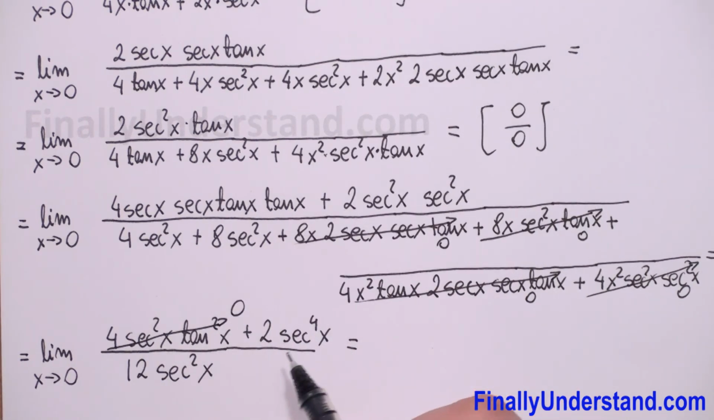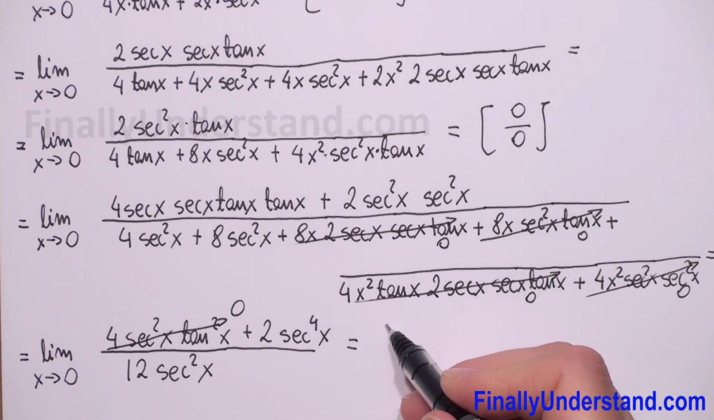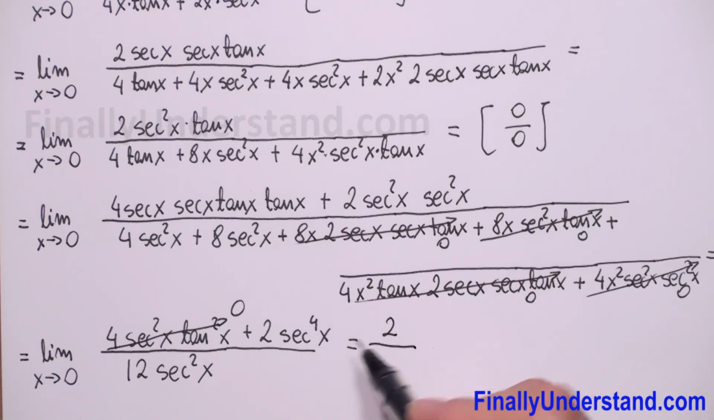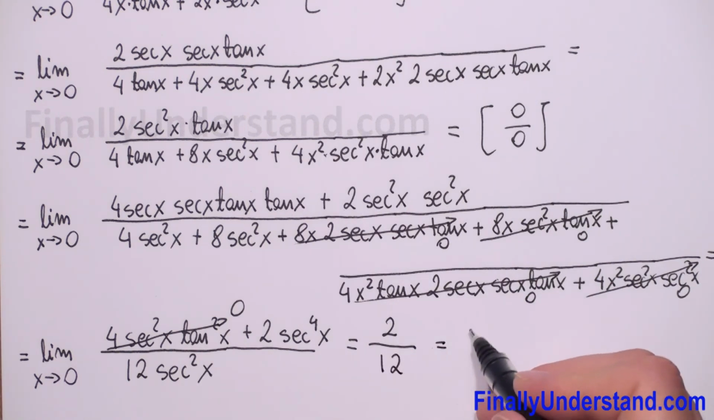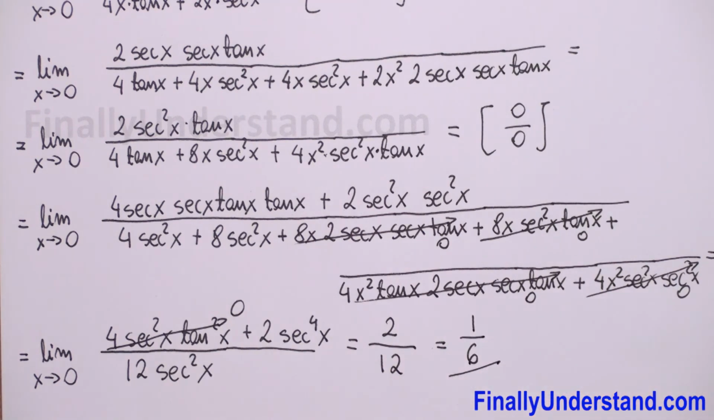And what we have? 2 times secant to power 4. Secant of 0 is 1. So we have 2 in numerator, and denominator the same. We have secant of 0 is 1. So we have 12. This is equal 1 over 6. This is my solution.